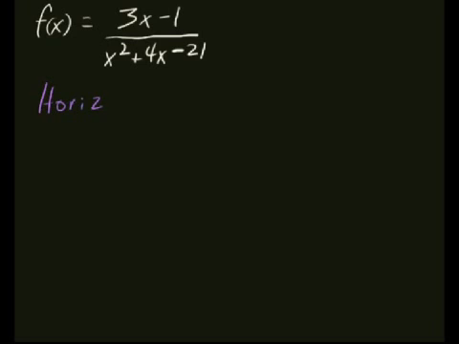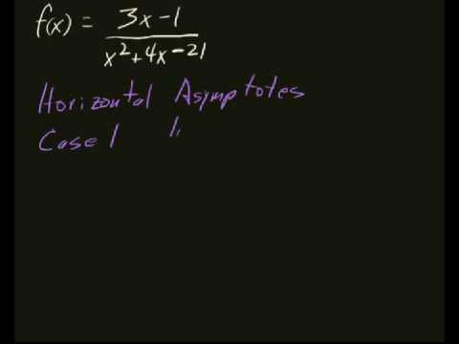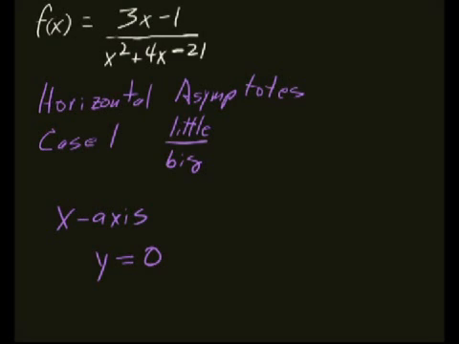In the function f of x that we just dealt with, let's find the horizontal asymptotes, if there are any. In this case, with x as the degree above and x squared the degree in the denominator, it turns out we have an example of what I'm going to call case 1. Little degree over big degree. In this case, the horizontal asymptote is going to be the x-axis, or y equals 0.